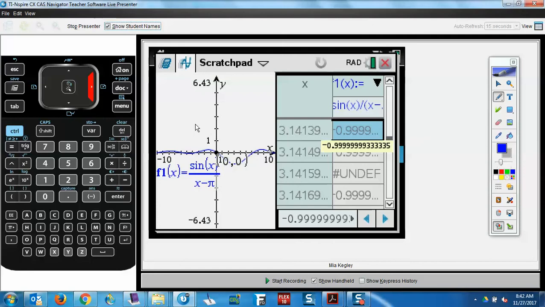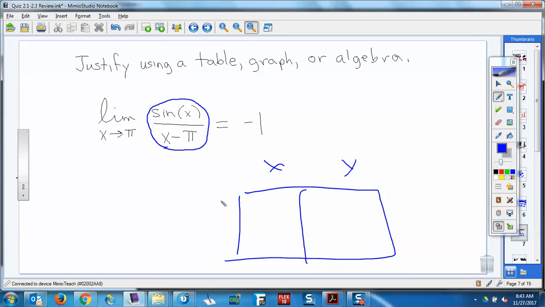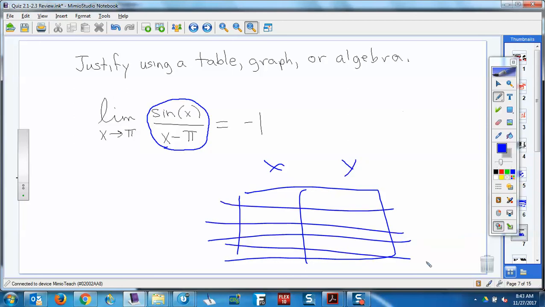But this one isn't. Pretty clear that the answer is what? It's heading towards -1. Now, I already told you that answer. So what I want you to write down is this table. I want you to copy this table onto your paper, right? If this was the quiz, that would be your justification, okay? So the question was, use a table or algebra or something to justify this limit is -1, and so you would put your table down on your paper with your X column, your Y column, like that, and that would be your answer to that problem.